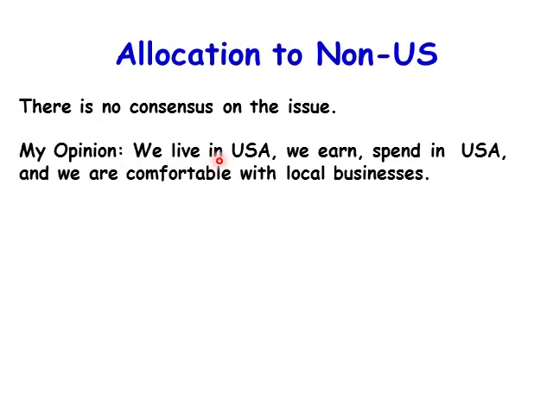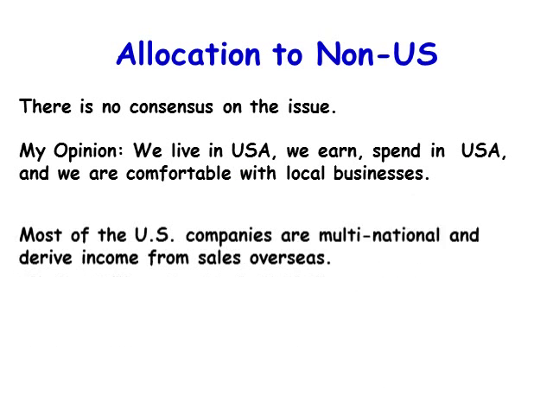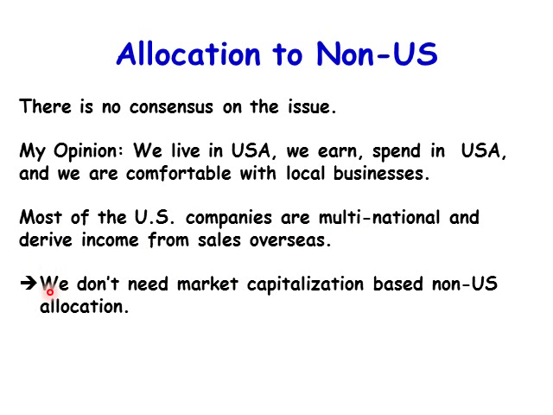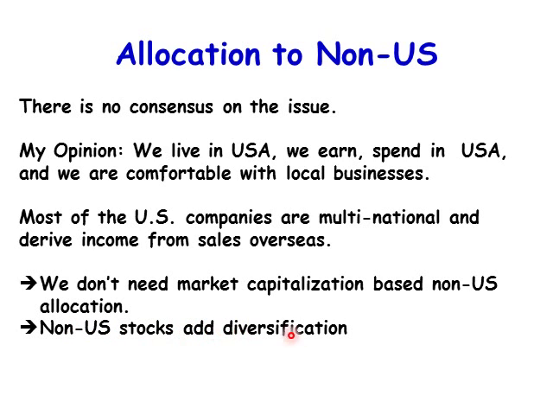My opinion: we live in the USA, we earn here, we spend here, and we are comfortable with the local businesses. Most of the US companies are multinational and derive their income from sales overseas. Okay. For exposure to non-US markets, our own US companies provide some of that because they are multinational and their sales come from other markets. Let's continue. It's my opinion here: we do not need capitalization-based non-US allocation. Okay? And non-US stocks do add diversification.